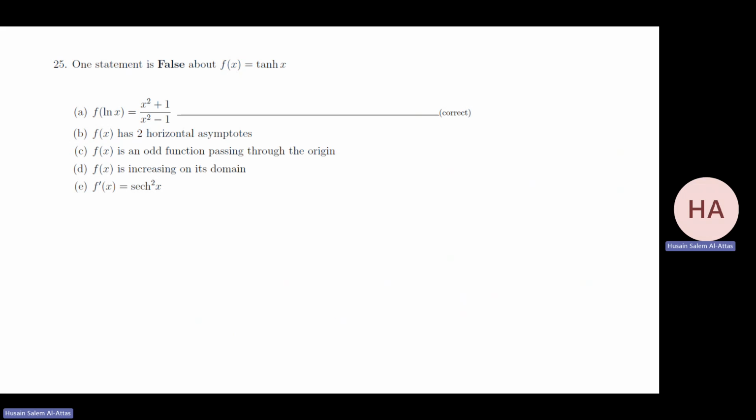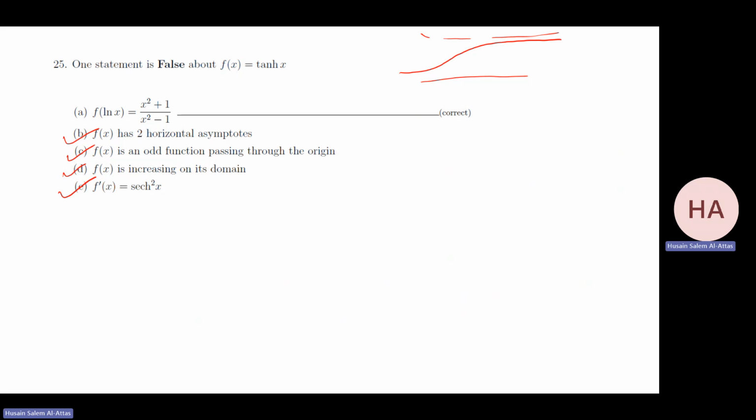What statement was about this function? Yeah, f prime is this, this is correct. It's increasing in all its domain. Yeah, remember this is the graph, so it's okay. Odd function passing through the origin. Okay. Two horizontal asymptotes. Yeah, I know there are two horizontal asymptotes, the function is doing something like this.